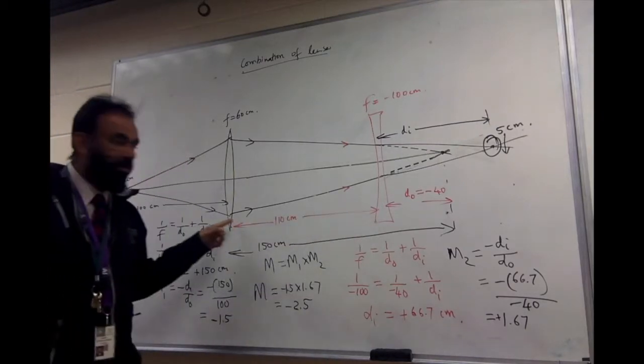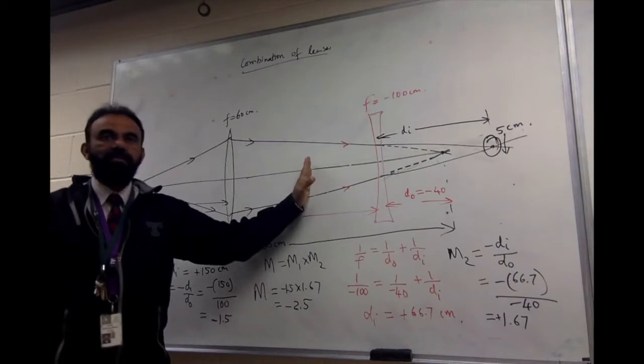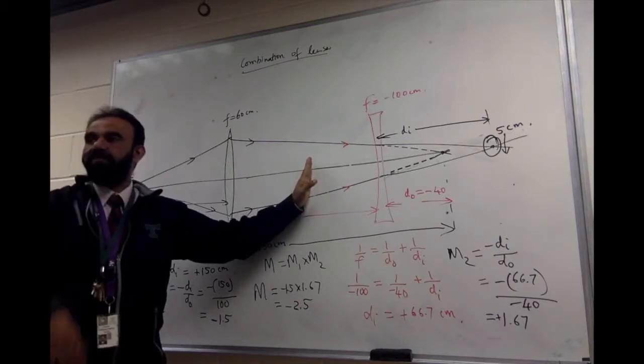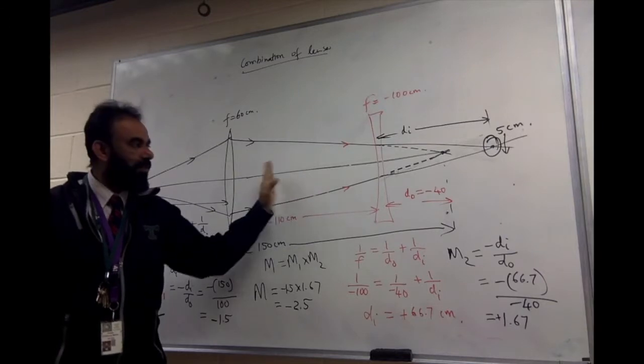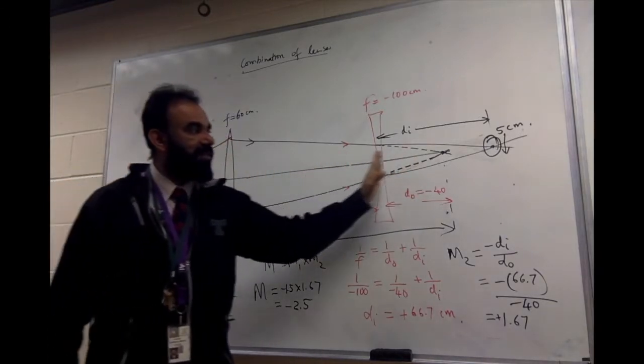Now this distance is an important thing. If I put the lens here, the image is totally different, the magnification is totally different. It's all going to be different. So the position of this lens matters a lot.